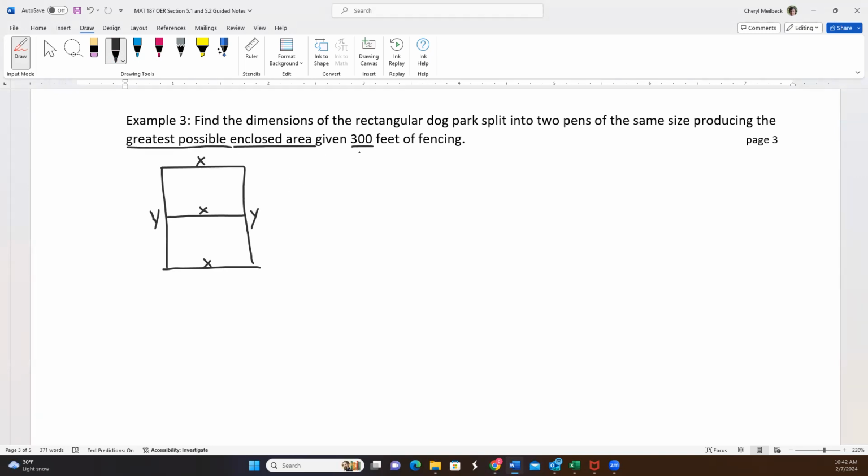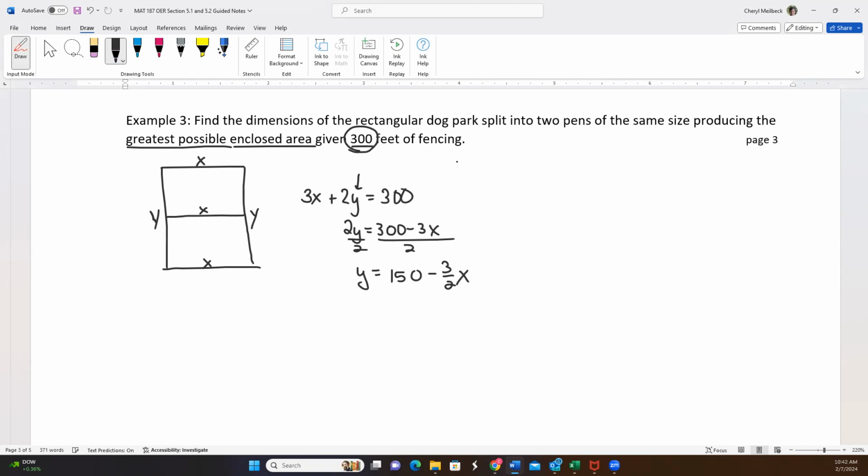So let's see what we have here. We can make an equation from the fact that there's 300 feet of fencing and we're labeling them as x and y. So here the 1x, 2x, 3x's plus the 2y's would be 300 feet. Now, what we typically do here is manipulate this equation to solve for one of the variables. If I solve for y, I subtract my 3x from both sides, divide by 2, and we get y equals 150 minus 3/2 x.